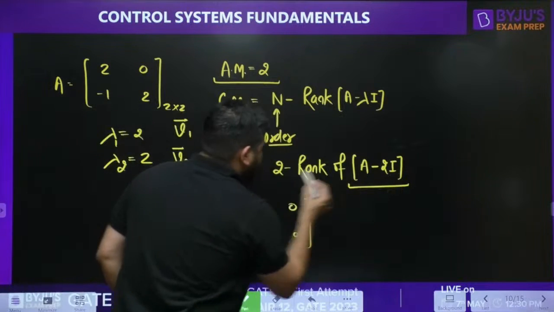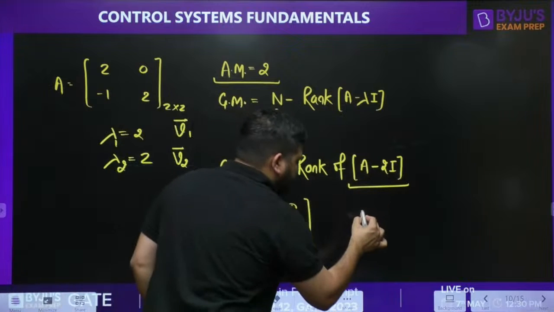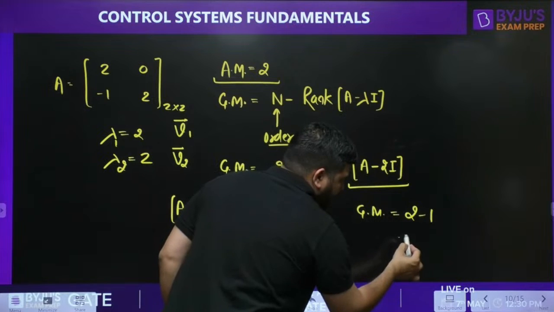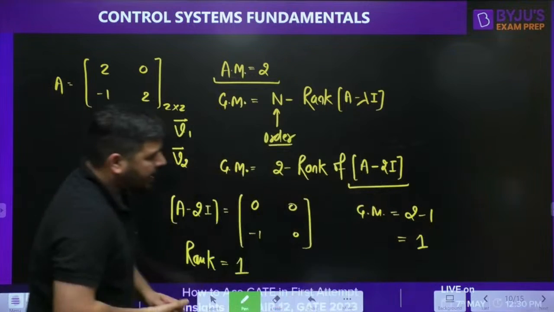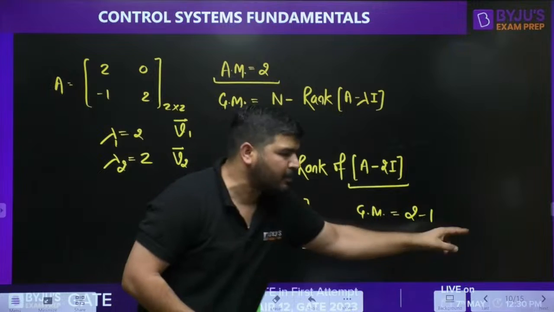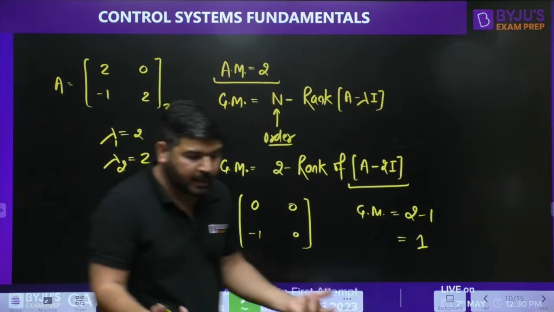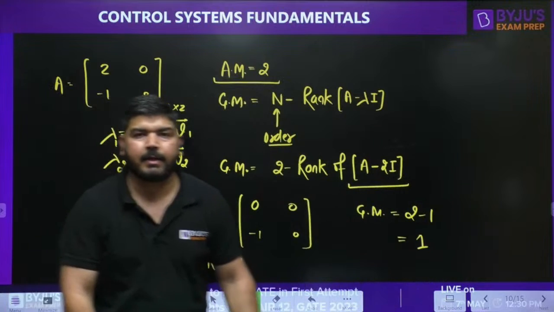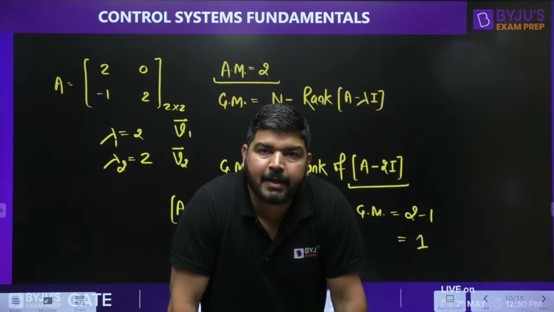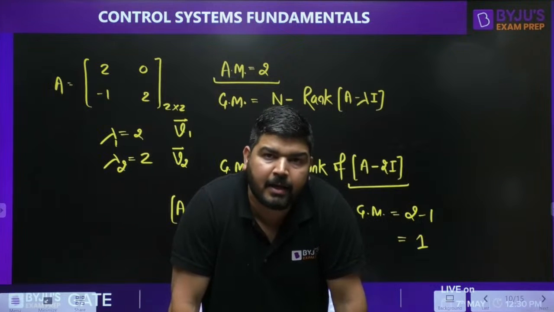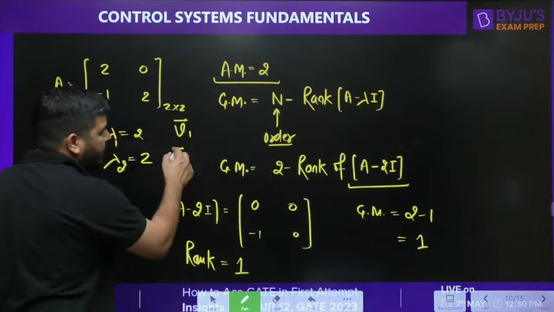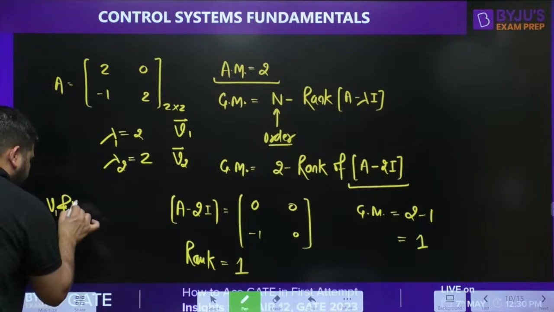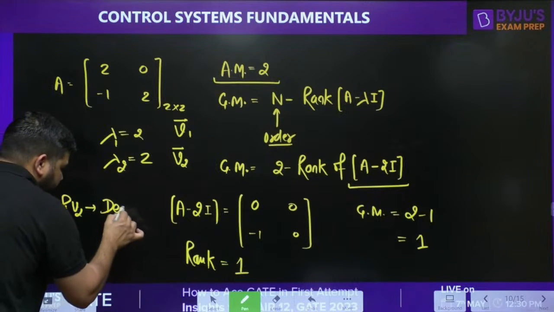So the rank is 1. Putting this in, geometric multiplicity is equal to 2 minus 1, which is 1. Arithmetic multiplicity was 2 and geometric multiplicity is 1. They are not equal. What does that mean? It means the eigenvectors will be linearly dependent. You can't have linearly independent eigenvectors. So eigenvectors V1 and V2 are linearly dependent.